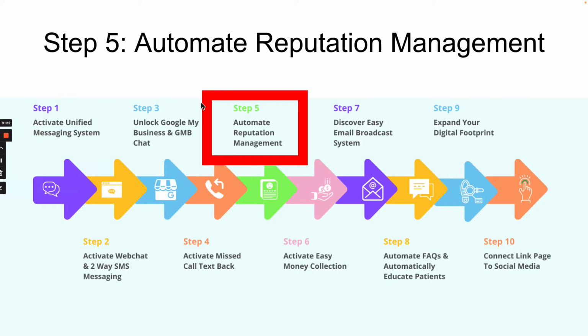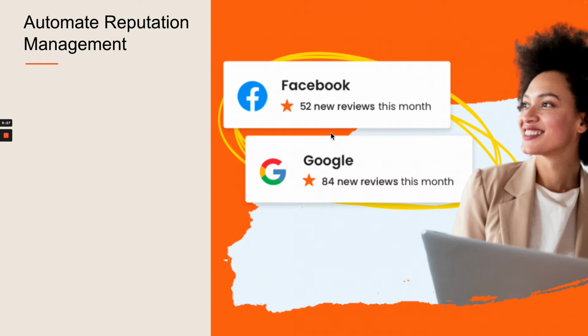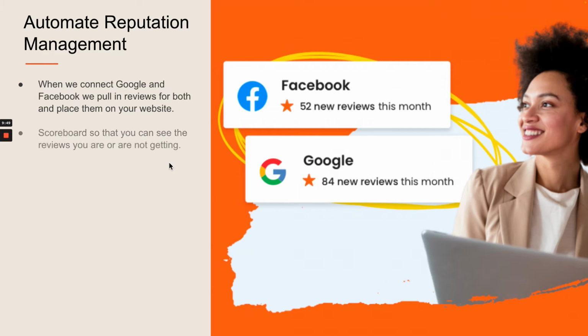All right. Let's jump into step 5, which is automate reputation management. So we all know that reputation is really, really critical: how many reviews you have, how many people are viewing your site and your profile. It's really important. Well, when we connect Google and Facebook to Click Practice, we automatically pull in all the reviews for both and we place them on your website, only showing the best reviews available. This is really important because it creates a scoreboard for you so that you can see in one place how many reviews you're getting per month.